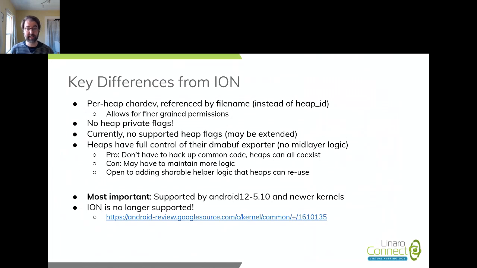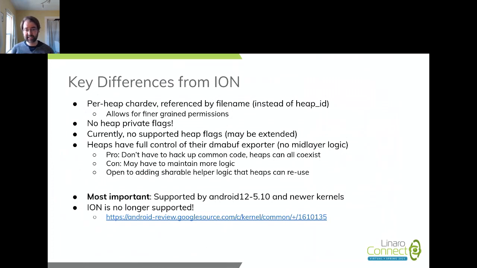Another difference from Ion is that we do not support any sort of heap-private flags. With Ion, some of the heap flags were able to have different meanings depending on which heaps you were using them with. And so this was just poorly specified and not something that we could really push upstream. In the DMA BUF heap allocation ioctl, we do have some reserved flag fields that we may extend in the future, but we want to make sure that any flags we add to the interface are well specified and also generic enough to apply to most, if not all, heaps.